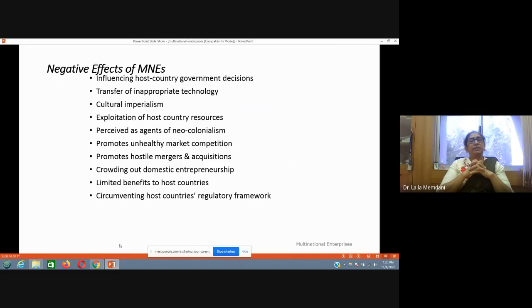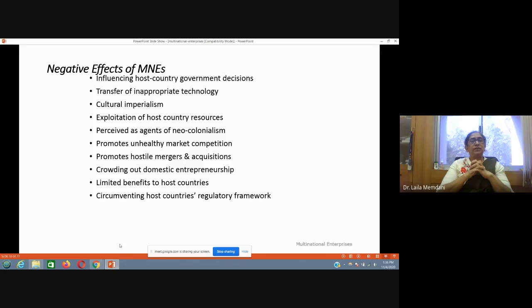They transfer inappropriate technology. Most of the time, the technology which is abandoned in the developed countries, they transfer to underdeveloped countries. Sometimes they cause too much pollution. That technology is banned in their own country. Then they bring cultural imperialism also. Along with the multinational enterprises, we forget our own culture and we start following the Western culture.